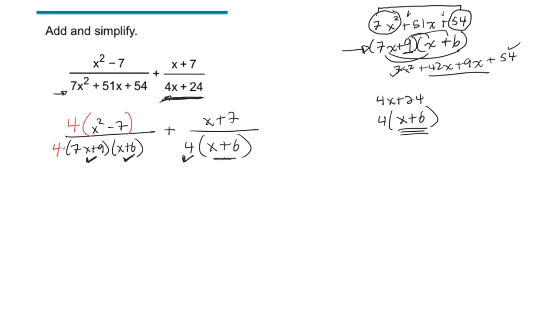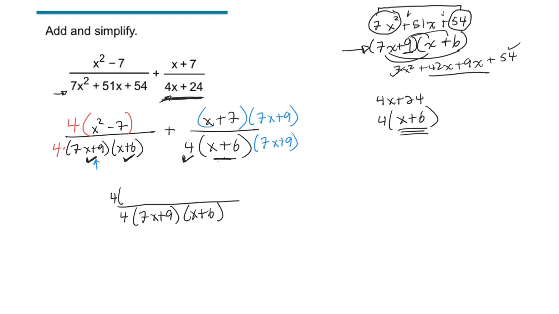Okay, now let's look on the right-hand side. I have a 4 and an x plus 6, but I don't have that 7x plus 9. So I need to multiply that on the bottom and on the top. Okay, so now I can write this as one fraction instead of 2, where the denominator is 4 times (7x plus 9) times (x plus 6). And then on the top, I'll have 4 times (x squared minus 7) plus (x plus 7) times (7x minus 9).